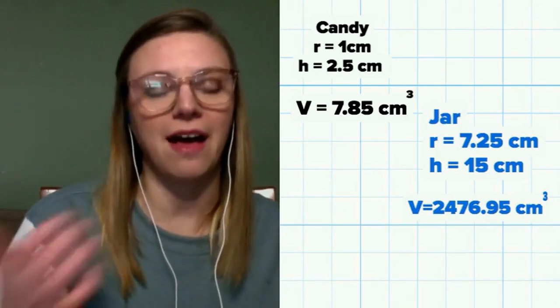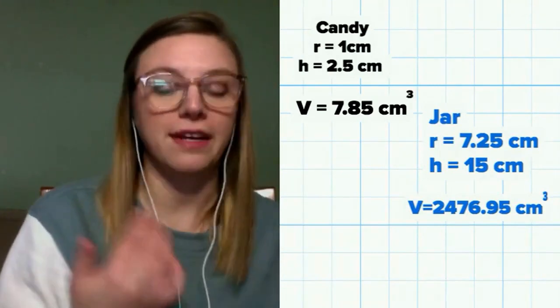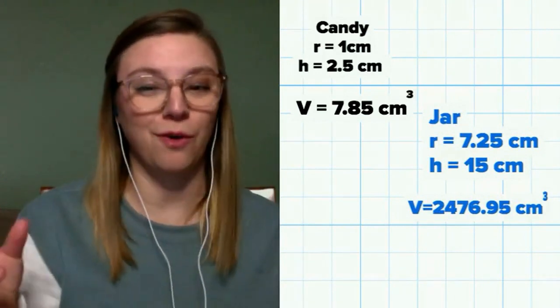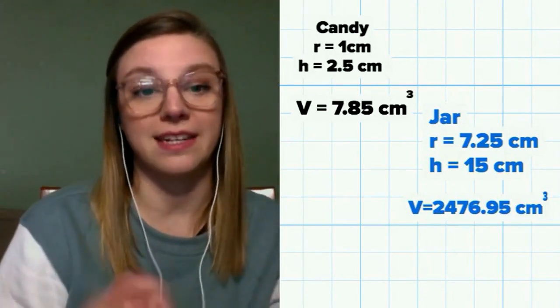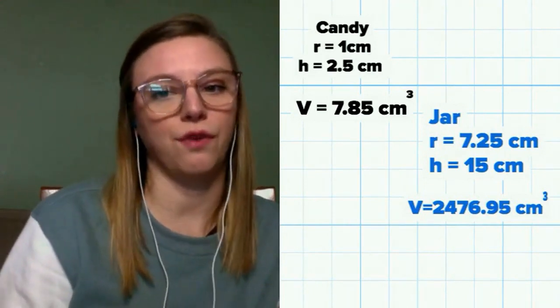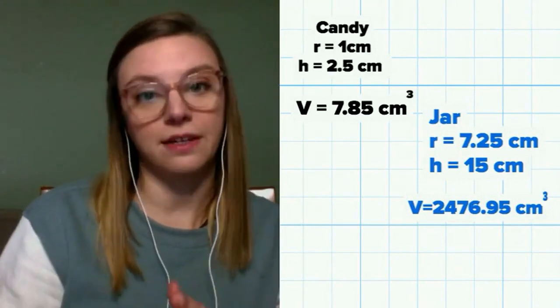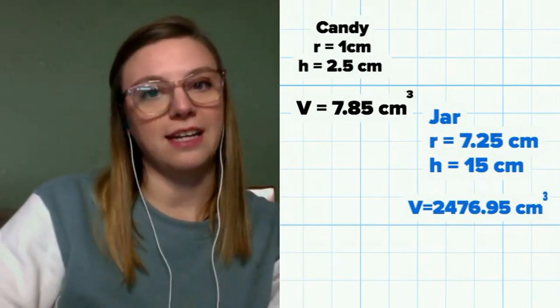So now I need to think about how many times can 7 and 85 hundredths centimeters cubed fit inside of 2,476 and 95 hundredths centimeters cubed. So I could use estimation here too and kind of estimate that 7 and 85 hundredths as an 8. And then that 2,476.95, I could make that 2,477. And maybe using those numbers will help me get a better estimate of how many pieces of candy can fit inside of the jar. Hopefully these new numbers help you make a more accurate estimate of how many candies might be in my candy jar. Good luck.